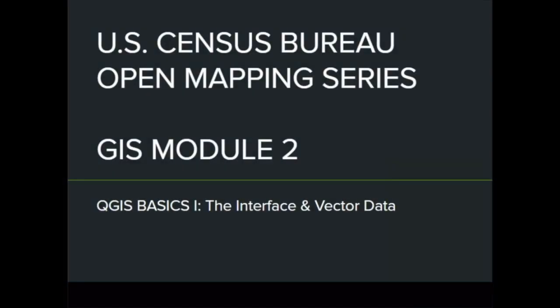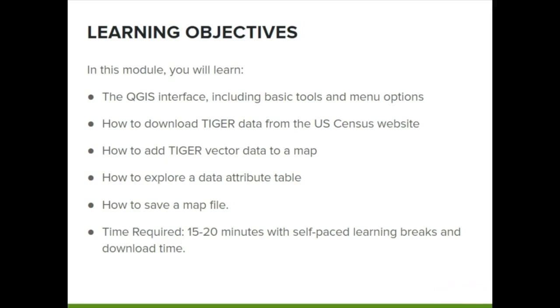Welcome back to the U.S. Census Open Mapping Series. This is GIS Module 2, Basics of QGIS. In this module, you will learn the basic tools and menu options within the QGIS interface. You will download and add U.S. Census Tiger data to the map, explore these map data, and save your map. With breaks for self-paced learning, it should take you about 15 to 20 minutes to complete.